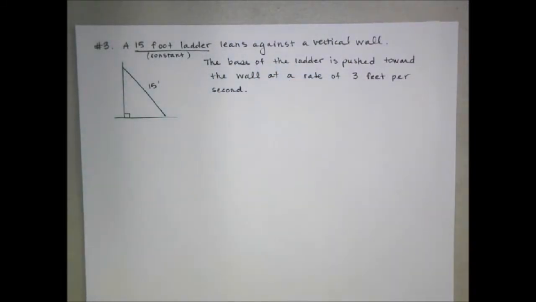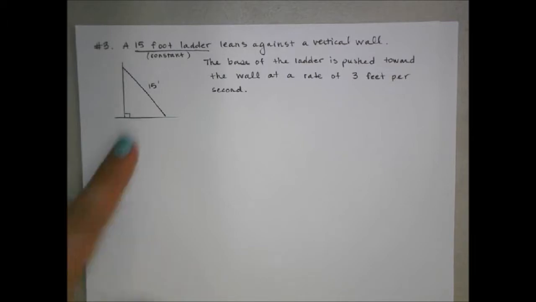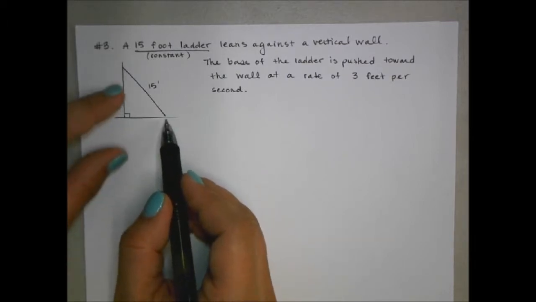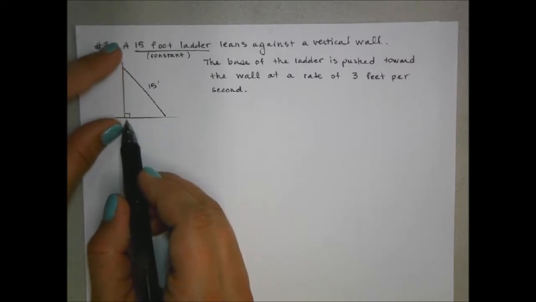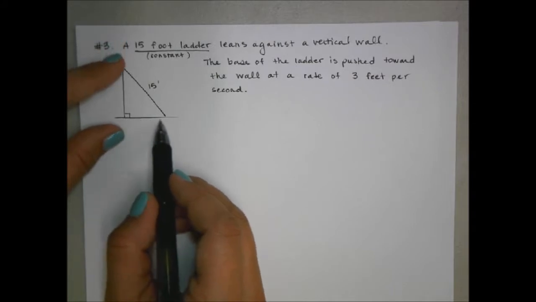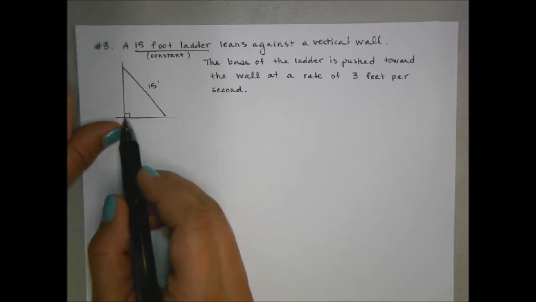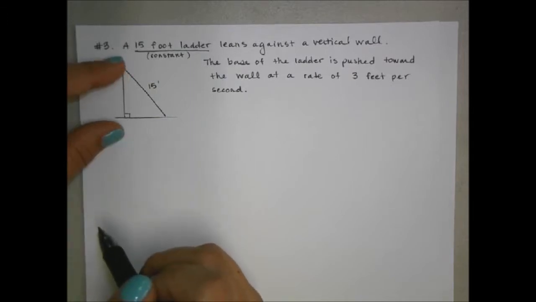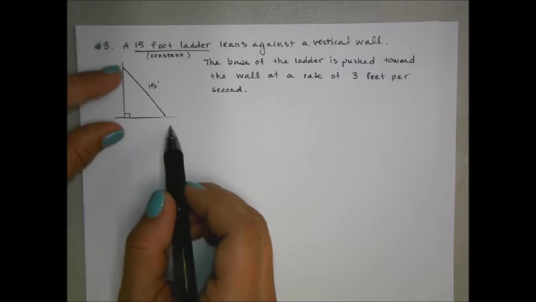All right, the next sentence says the base of the ladder is pushed toward the wall at 3 feet per second. Because I'm pushing the ladder along the wall, the bottom slides in toward the wall and the top slides up along the wall. So these two distances, from the base of the ladder to the wall and the top of the ladder along the wall, are going to be different values as time changes.